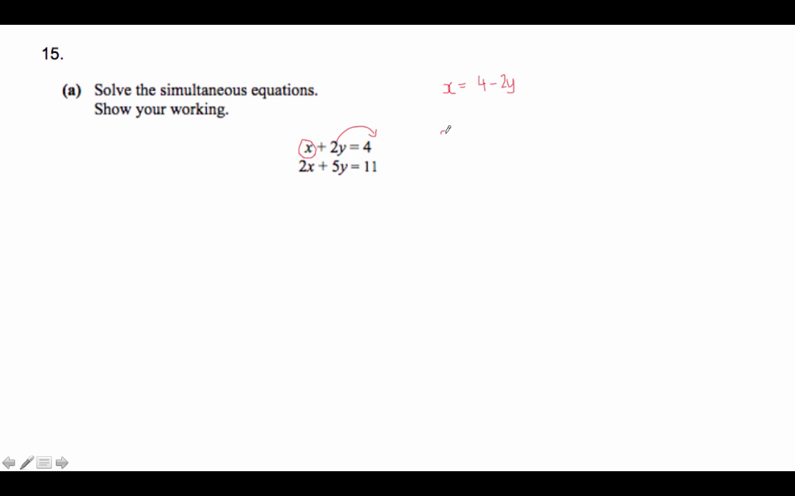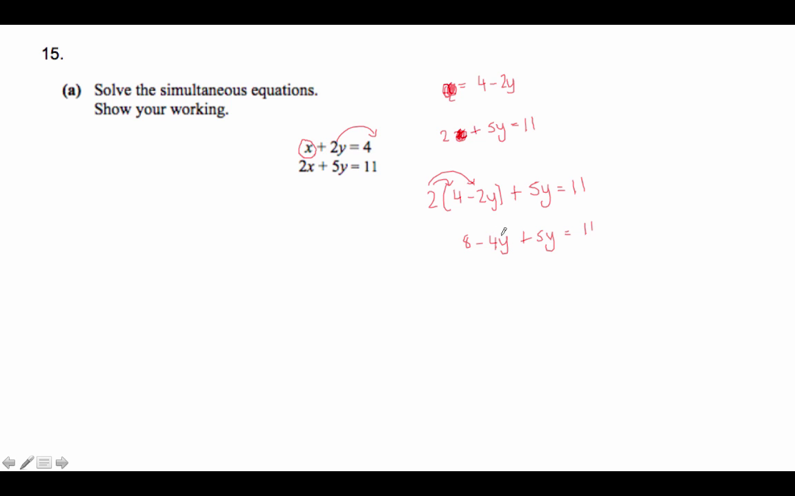And then in the second equation, it says 2x plus 5y equals 11, so I can substitute for x, because it says x here, and I've got x equals here. So I say 2 lots of 4 minus 2y, because that's what x is, plus 5y equals 11. So if I expand this bracket, I'm going to get 8 minus 4y plus 5y equals 11.